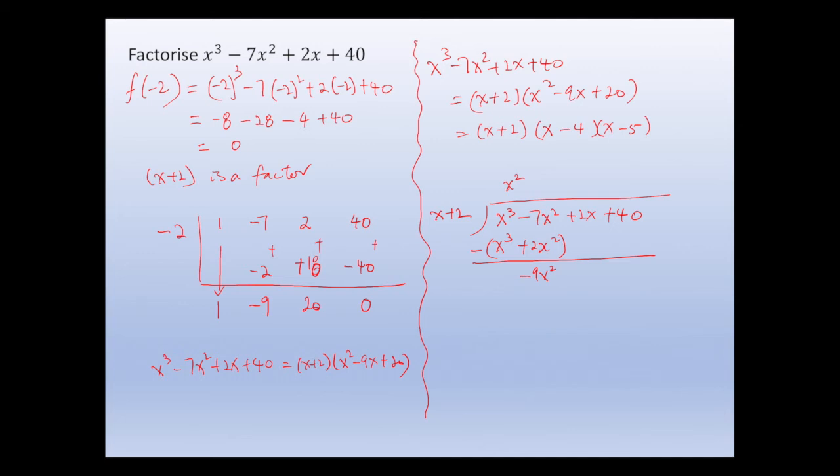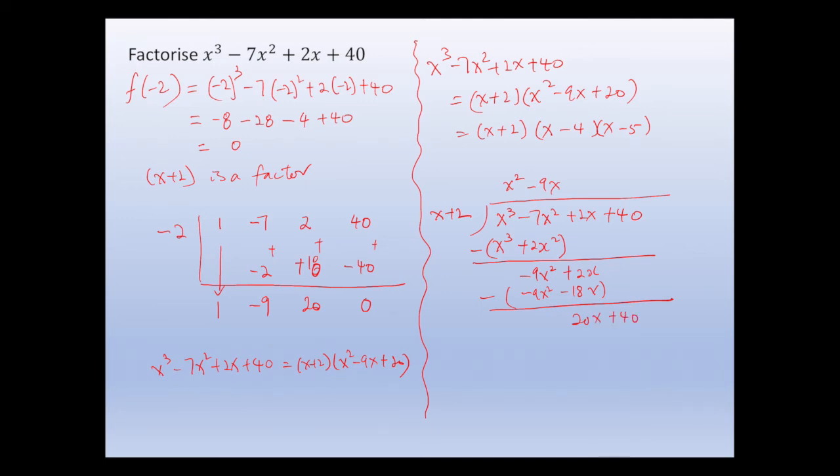So minus x cubed minus x cubed is 0. Minus 7x minus 7x squared minus 2x is minus 9x squared. So in order to get minus 9x squared, I multiply x by minus 9x. So minus 9x is minus 9x squared. Minus 9x times 2 plus 2 is minus 18x. Alright, take away.